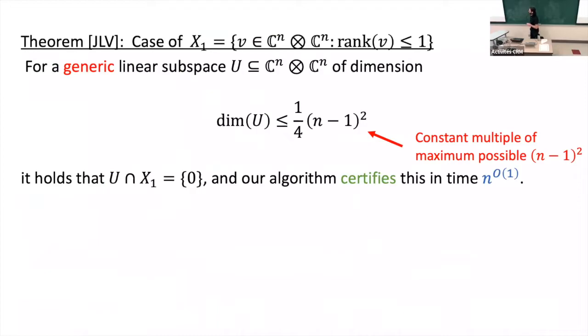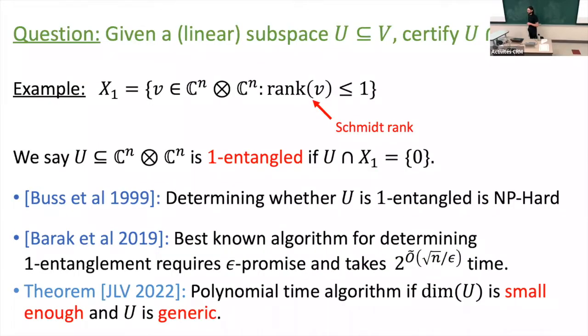So when you say certified intersection is trivial, do you mean that you're already assuming that it is trivial? No, it's a decision problem. In polynomial time we either output fail or we do certify.